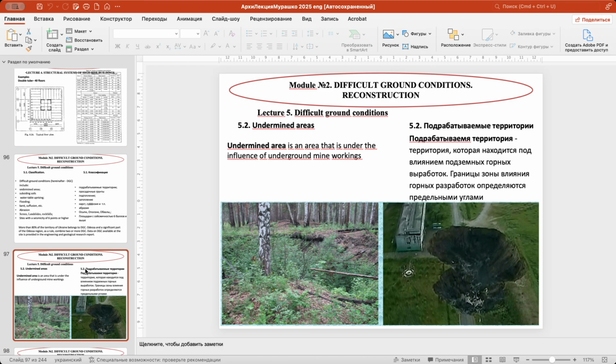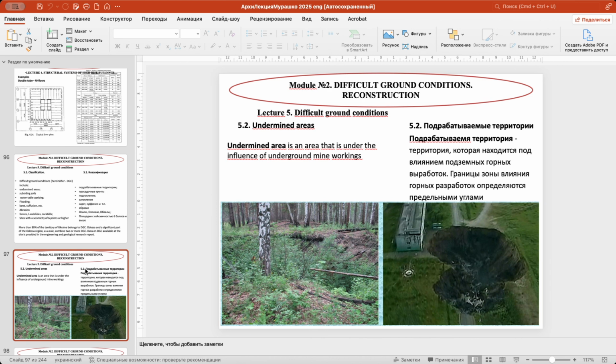But when we're talking about Odessa, there is no coal in Odessa, but here we have a lot of underground emptiness, underground caves, which are made of shell stone. Do you know what shell stone is?